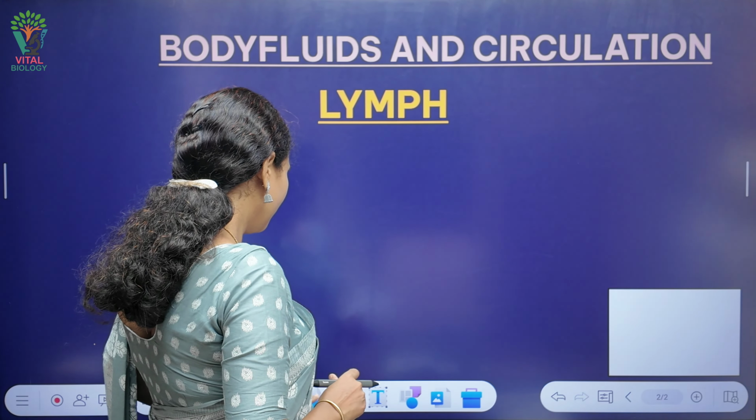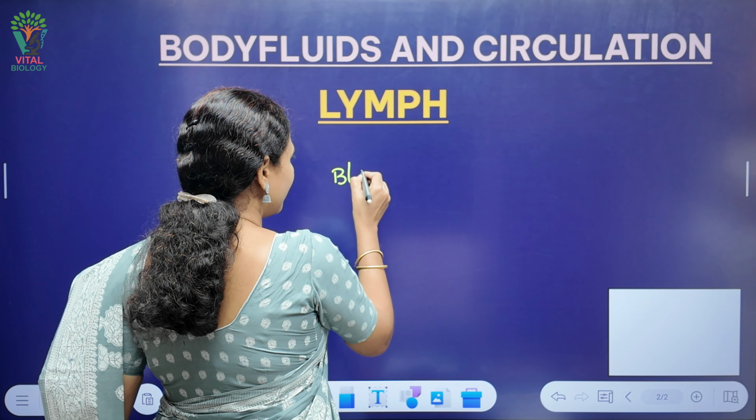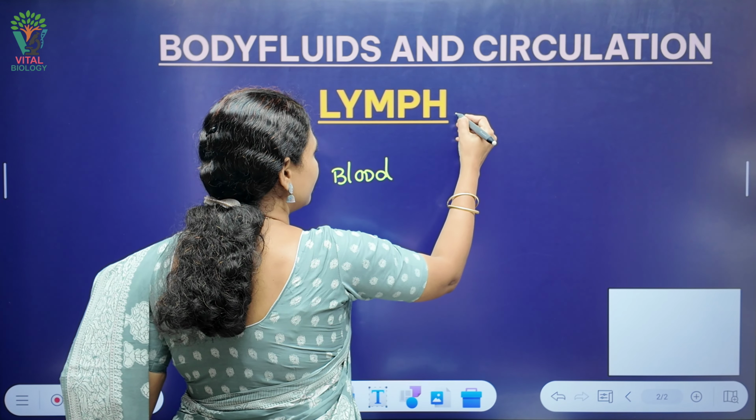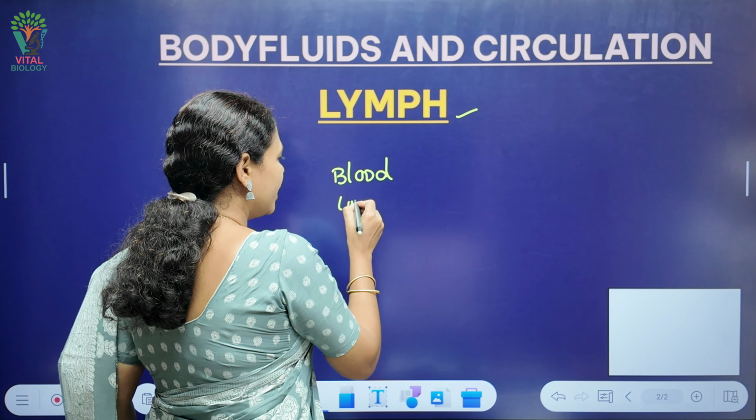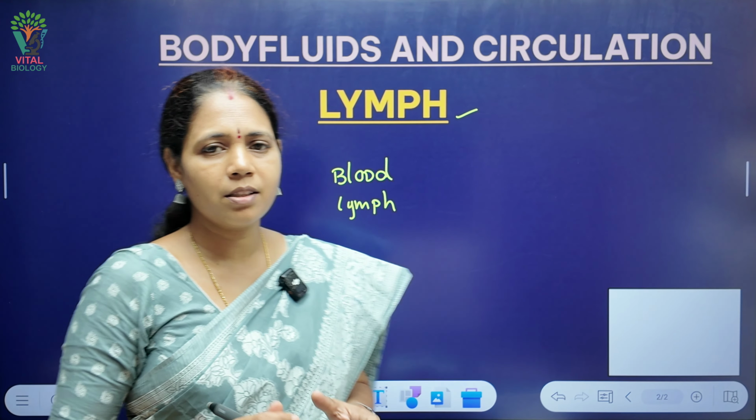As we are studying body fluids and circulation, one fluid we have already discussed, that is blood. But besides blood, one more fluid is also a part of this circulation, that is lymph. So circulation means we should definitely mention both these fluids: blood and lymph. Both these fluids come under circulation.